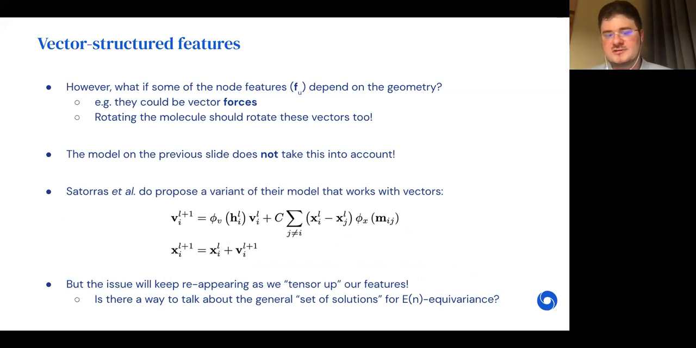Now, the authors of the GNN paper do propose a variant that will work also with vector-based features. But as you keep tensoring up, going from vectors to matrices to tensors in the original space, this issue will keep reappearing, and every time you'll have to fix it. So it might be interesting to think about: can we talk about what's the general set of solutions that will always give us this equivariance that we want?